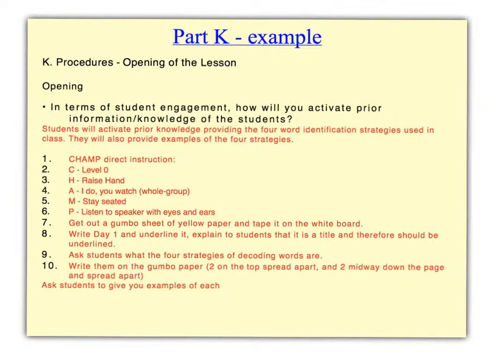K. Opening of the lesson. There's an opening, there's a middle, and there's a closing. Hear me say that. In the opening, you are going to explain in terms of student management how you will activate prior information and knowledge. So if students have prior knowledge of the content that you are teaching, this is where you will explain what you're going to do to activate or call to the forefront for those students so that they can immediately be engaged in the lesson.